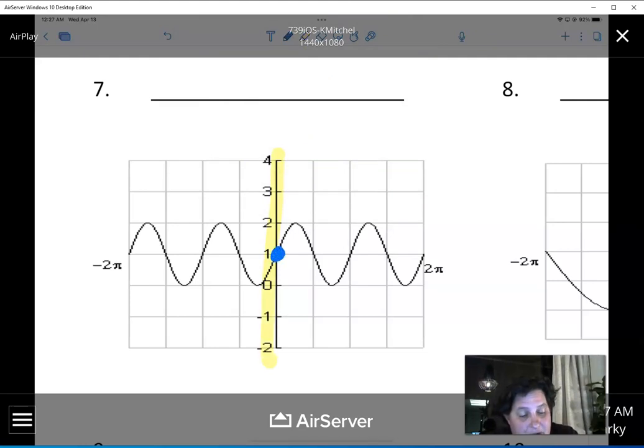It starts in the middle. That's a sine graph. It goes up first. That's positive. The amplitude is up, down. It goes up 1, down 1. So the amplitude is 1.